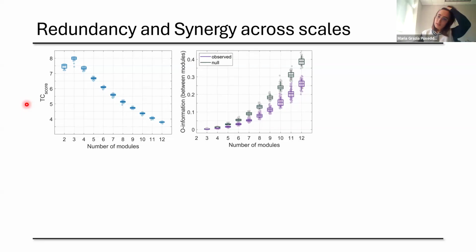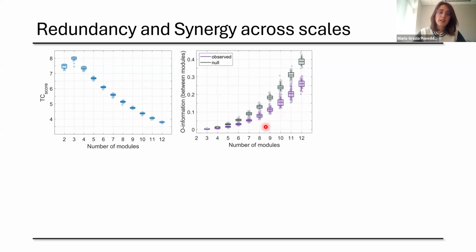Here, what we did is we took time series of nodes belonging to different communities, and we computed the O-information on this time series to have a proxy of synergy across modules. And this is what we display with the purple box plot. In the gray box plot, we have a null measure of it. So we took random series, disregarding the community structure, and we computed the information from them.